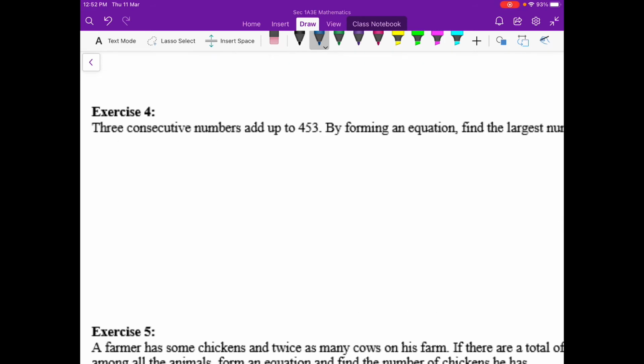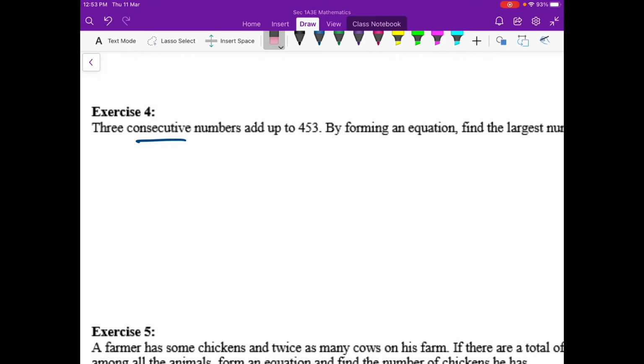Exercise 4. Flip to exercise 4 now. Alright, test your English. What does consecutive mean? Okay, so in the same order. In one order, what comes next, what comes next, what comes next. So if the first number is 25, what is the consecutive number? What is the next number? 26. Okay. Now you know the meaning of this already.